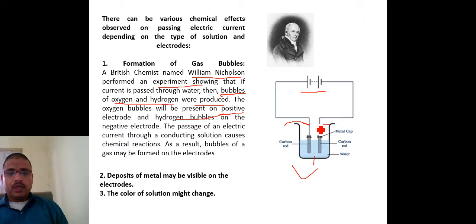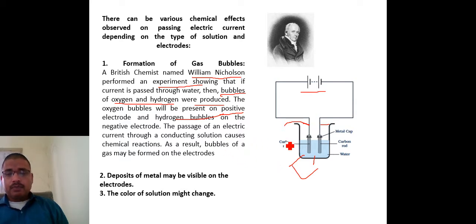What happens here is that when the current is passed, bubbles are created in the water. One bubble, the oxygen, is collected on the positive electrode, and the hydrogen bubbles are collected on the negative electrode. Due to the passage of the electric current through the conducting solution, the solution, which is water, being a conducting solution, causes a chemical reaction.